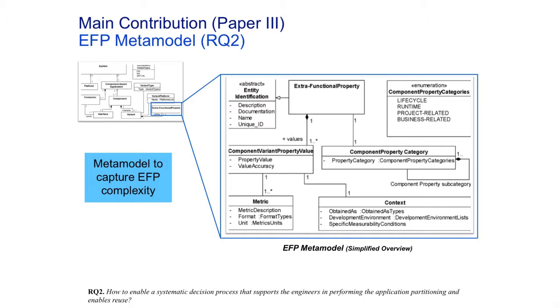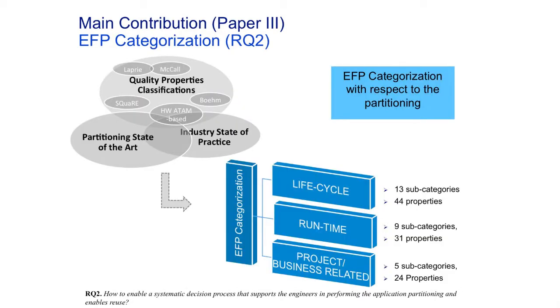The third contribution is related to the extra functional property categorization. We want to include many of these extra functional properties, but those which are of interest, which are basically related to the partition. So what we did was look into the state of the art of partitioning, to highlight which extra functional properties are relevant. We looked into the industry state of practice, what the experts do today and what they take into account when they take this decision.